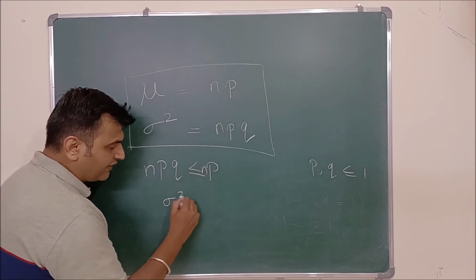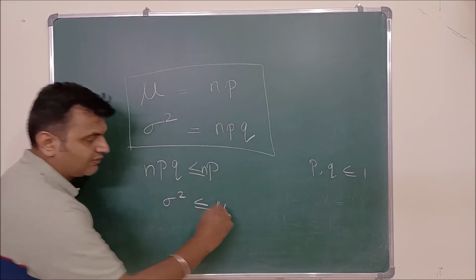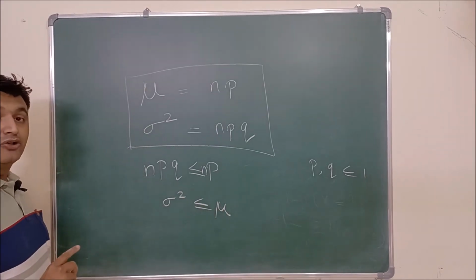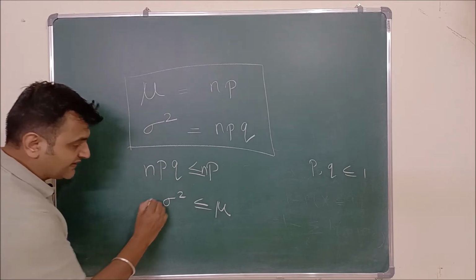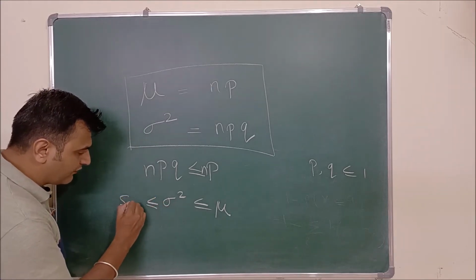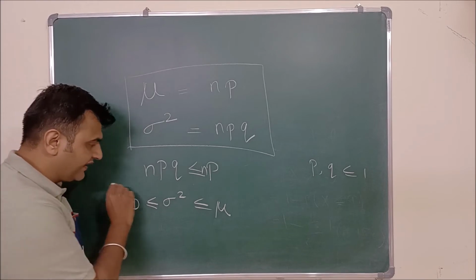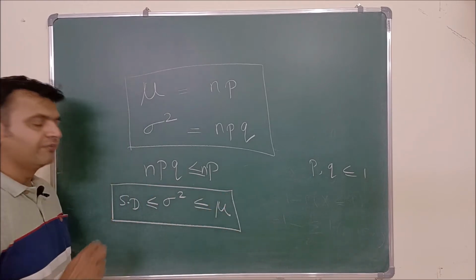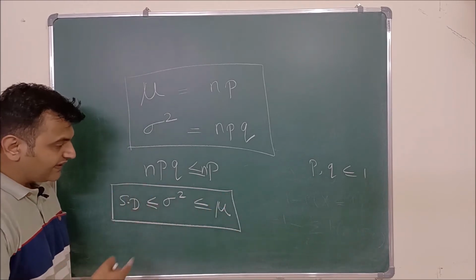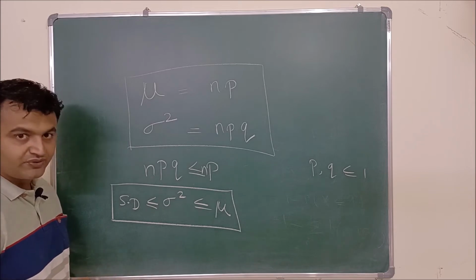So what do I have? My variance is less than or equal to the mean. This is always true for the binomial distribution. And what is my standard deviation? It is the square root of the variance. So my standard deviation is less than or equal to the square root of the mean, since the variance is less than or equal to the mean. This is one of the very nice relations that the binomial distribution follows.